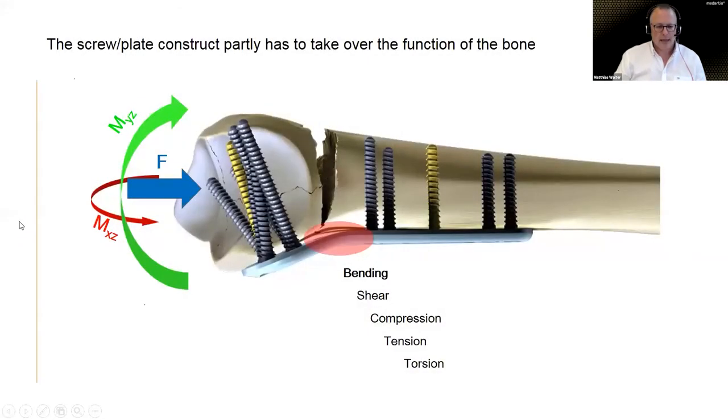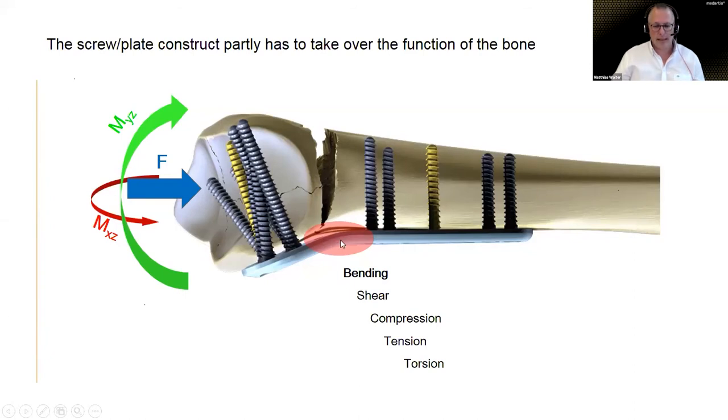All right. Now, I just flipped this image over. So basically what you see at the moment is my arm. So this is volar here, this is dorsal there. And this is exactly what we see here on the image. So volar here, dorsal there. Now, since the screw construct partly has to take over the function of bone, hence bending, shear, compression, tension, and torsion, we need to understand that wherever the gap is, this is where everything happens, okay?